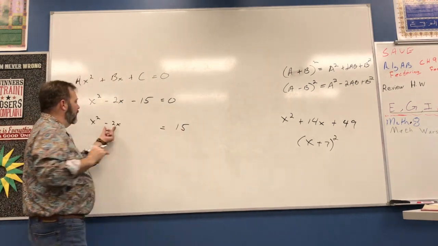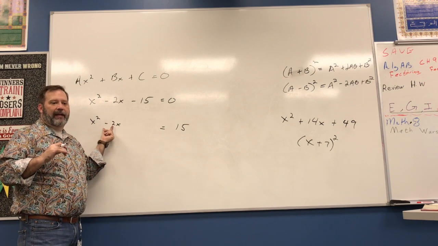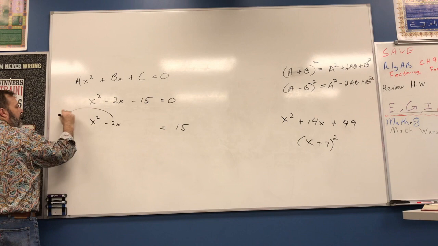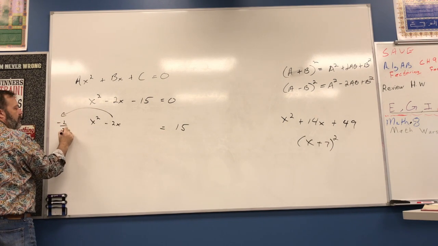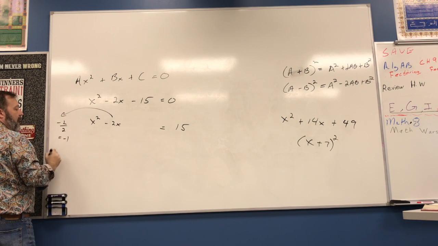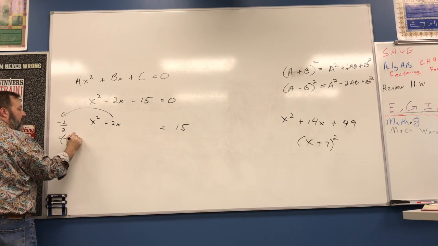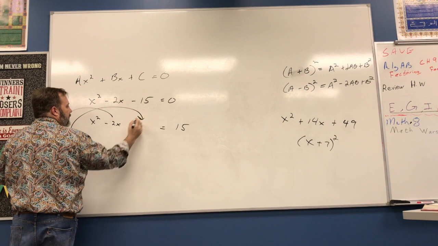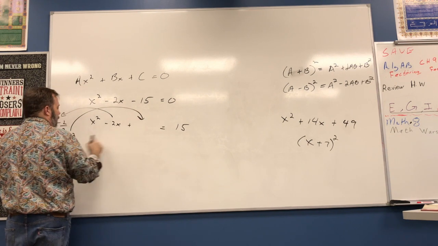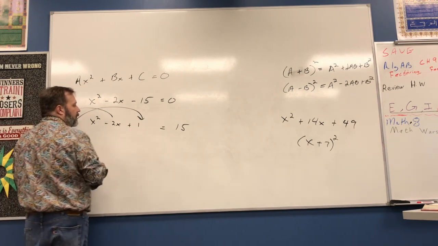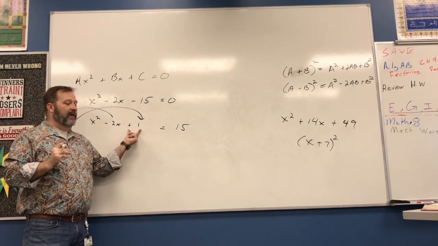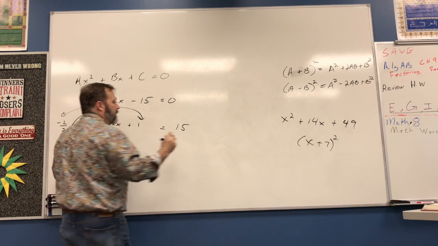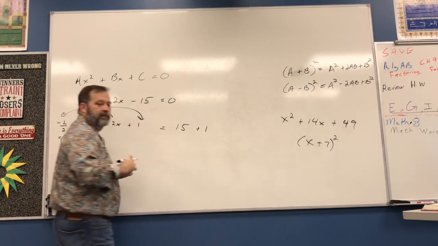Now, if I take negative 2 and divide by 2, I get negative 1. So negative 2 over 2 equals negative 1. Then I'm going to square it and put it back in for my c value. A negative 1 squared is 1. But if I add 1 to this side, algebra says I have to add 1 to the other side.